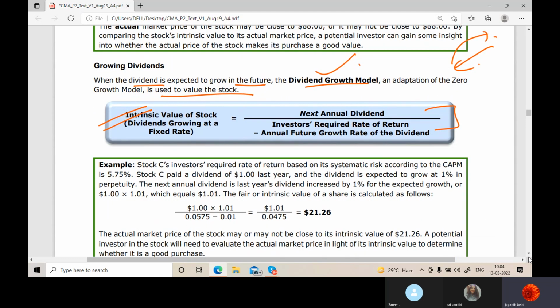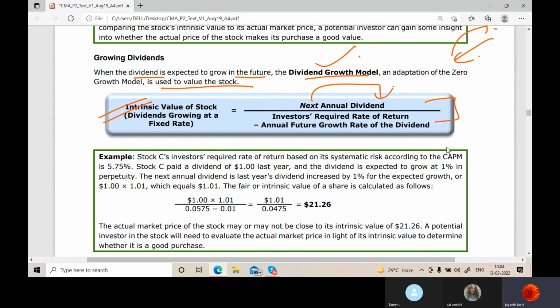Okay. So the formula is the next annual dividend. They would give you D naught, the current dividend, and to find out the next annual dividend, which is D1: D1 is equal to D naught into (1 plus g), 1 plus the growth rate. So you get the next dividend divided by the investor's required rate of return, that is the cost of capital, minus the annual future growth rate of the dividend.